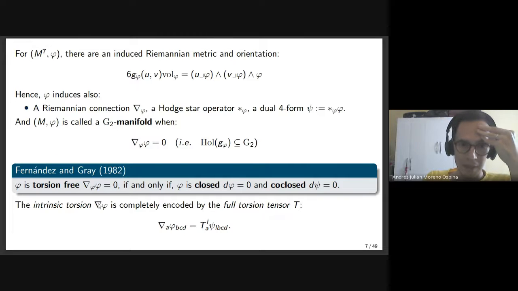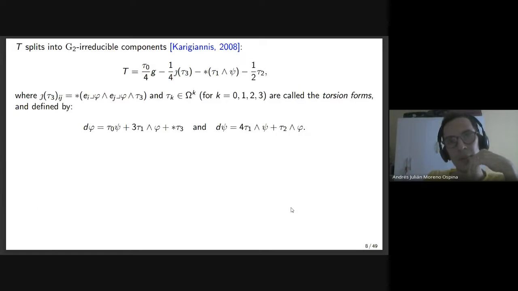The important thing here is that the intrinsic connection is completely described by the full torsion tensor T, which in coordinates is given in this way. This tensor is an endomorphism of the tangent bundle of the manifold. If you consider the symmetric part of this endomorphism and the skew-symmetric part, you can describe the total torsion tensor T in 4 components given by the action of G2 on the endomorphism. The first 2, which involve tau 0 and tau 3, correspond to the symmetric part, and tau 1 and tau 2 correspond to the skew-symmetric part.